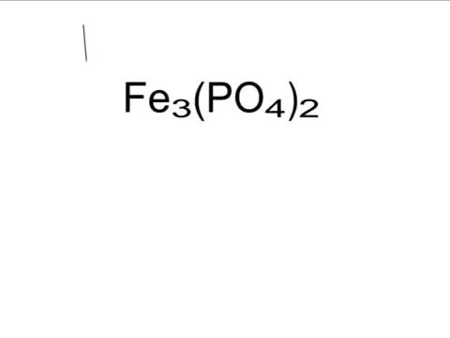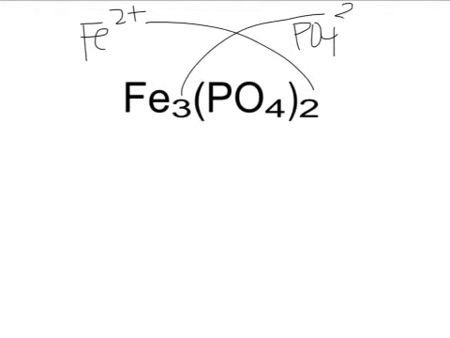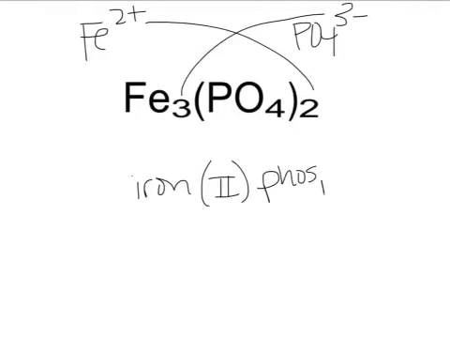Okay, if we unzip this one, iron goes up here. Phosphate goes over here. Phosphate is 3-, so this is iron 2 phosphate.